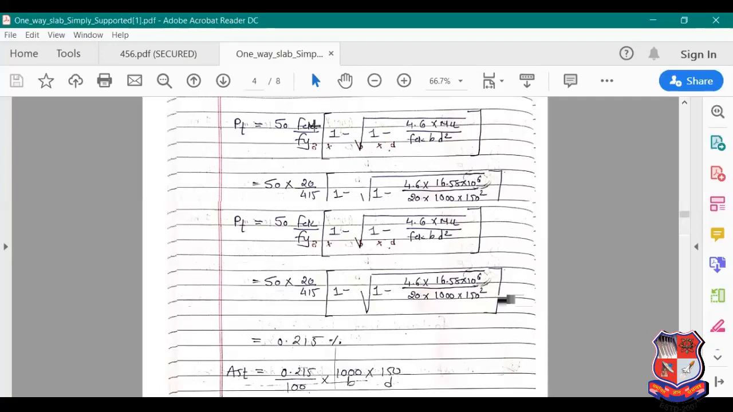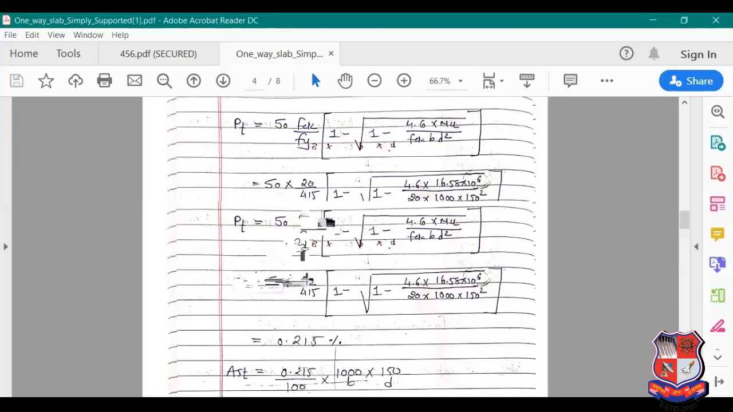So we have FCK 20, FY 415. PT = 50 FCK/FY × (1 − √(1 − 4.6 MU/(FCK BD²))). If you are putting all values in your formula, then don't forget to add MU as 10 raised to 6 in Newton per mm square. So my percentage of steel required for this bending moment or for this section is 0.215.